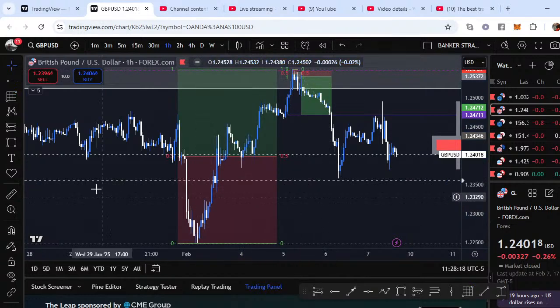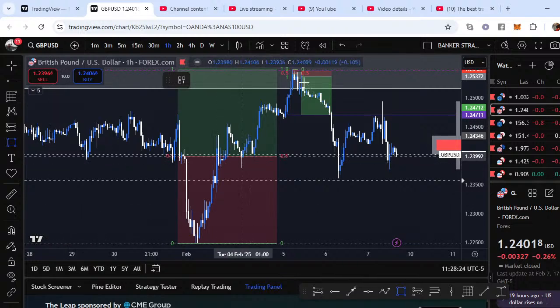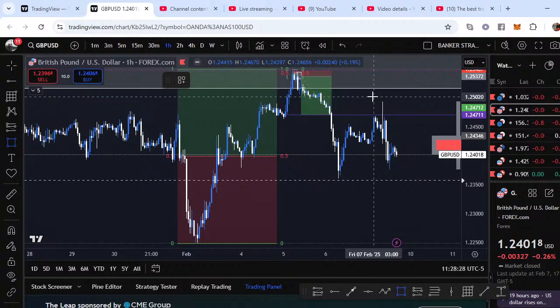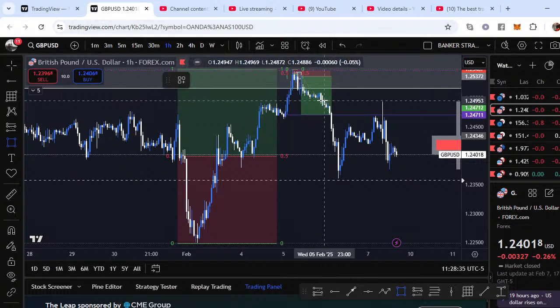We're in discount. You can use that. Fine. Even if we use that, this is the range. This is discount. We want to go back into premium to get a better sell. Where do we go to? Well, we go to the structure break.